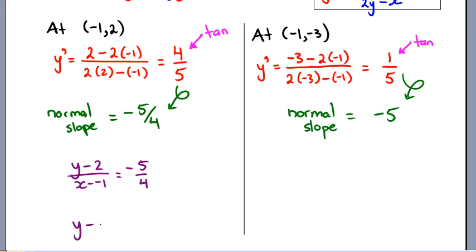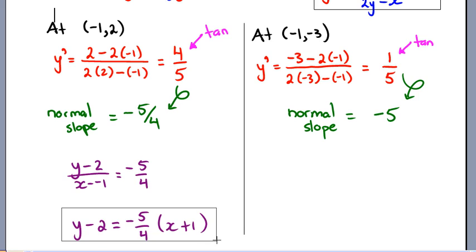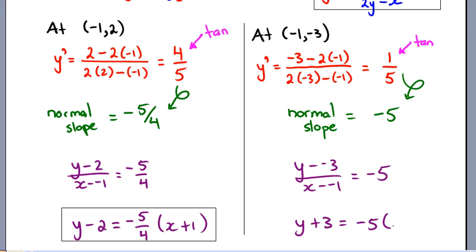Tidying it up, we've got that required move to move the binomial, but don't do any other distribution. It's not worth it. There's one perpendicular line, one normal line, and then the other one. Y minus -3, all sitting on top of x minus -1, has to have a slope of -5. Y plus 3 is equal to -5 times x plus 1. Two different lines, two different spots where we have that normalcy.